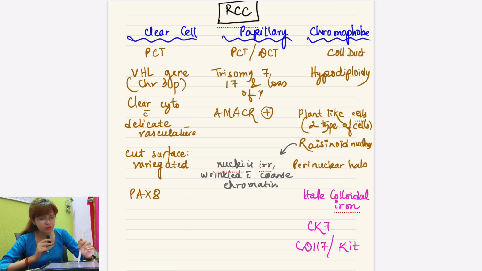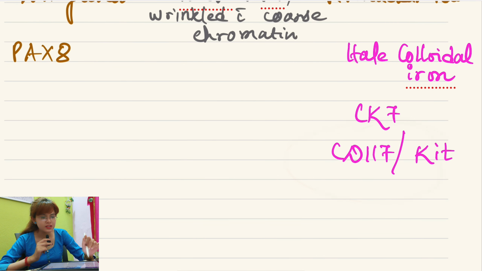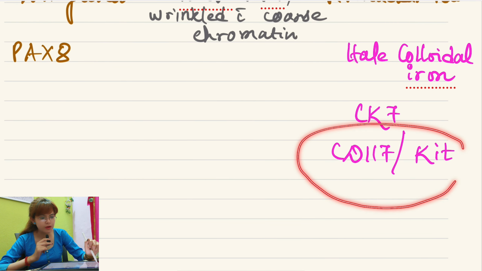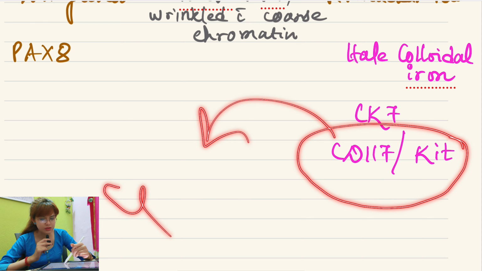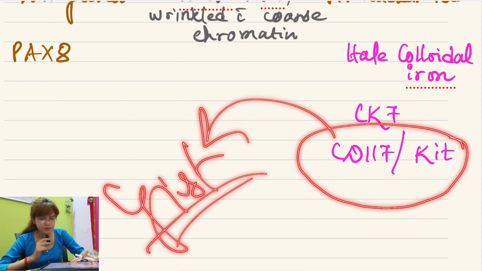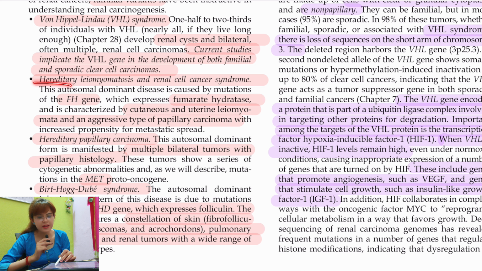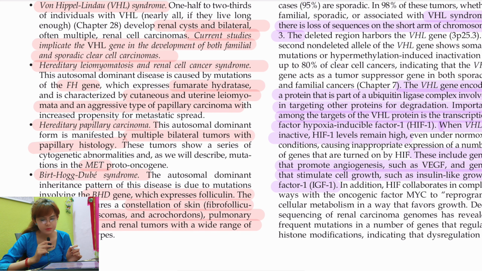Okay. And it is positive for Hale's colloidal iron, positive for CK7, and CD117 and CKIT. Just to recollect, can you please remember where this was also present? This was also present in GIST. If you talk about hereditary leiomyomatosis and renal cell cancer syndrome, it is because of mutations in the fumarate hydratase gene, which gives rise to cutaneous and uterine leiomyomata and an aggressive type of papillary carcinoma.